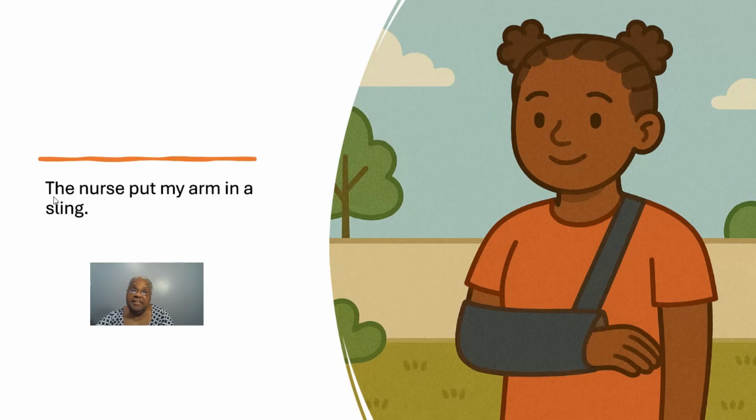Let's read the sentence together. Ready? Let us begin. The nurse put my arm in a sling. Now, listen to what sling means. It's a cloth used to hold and protect an injured arm. The sling keeps the arm from moving.